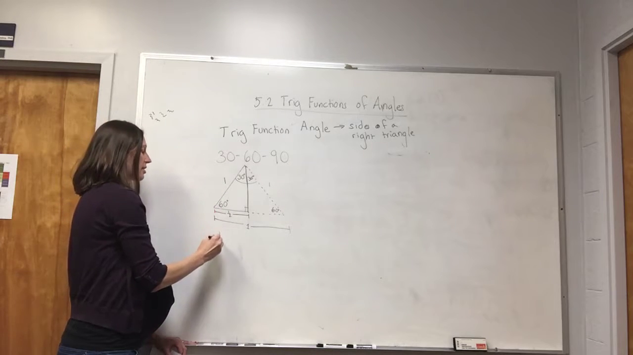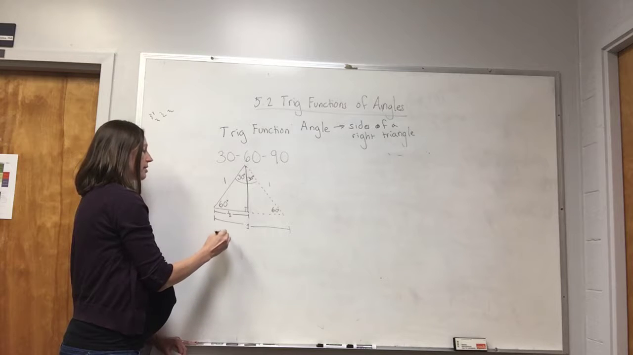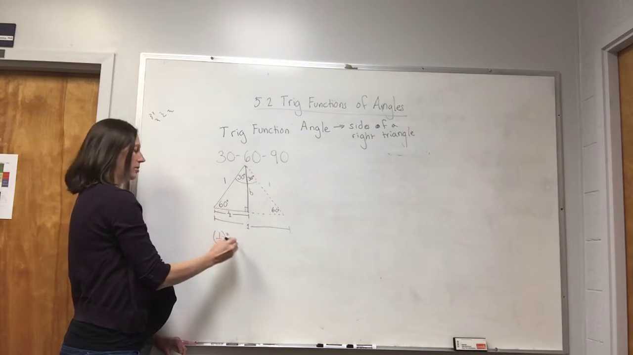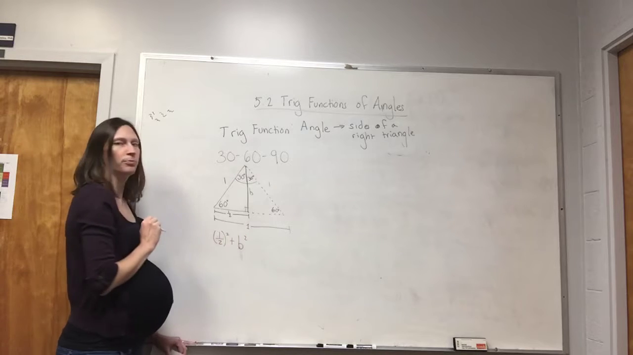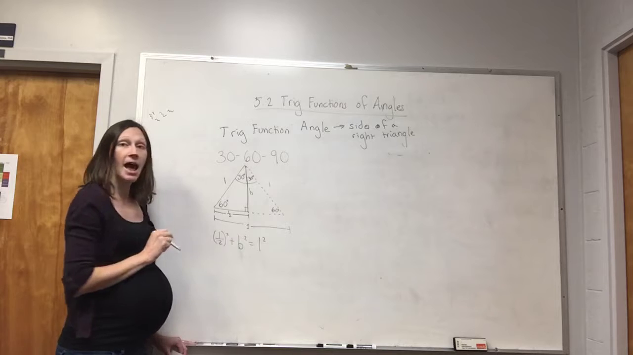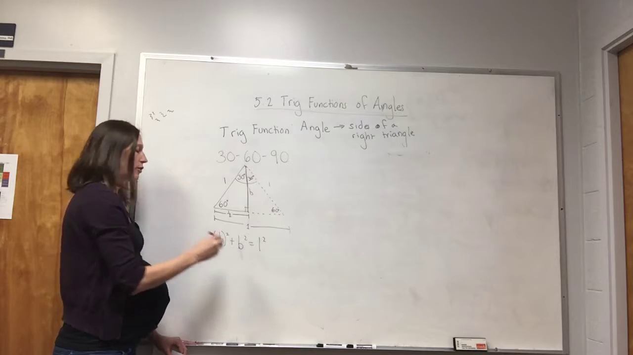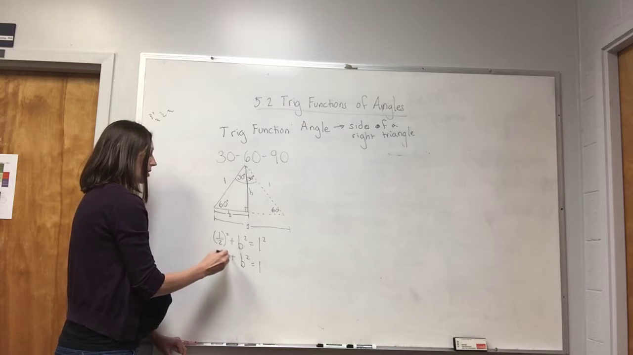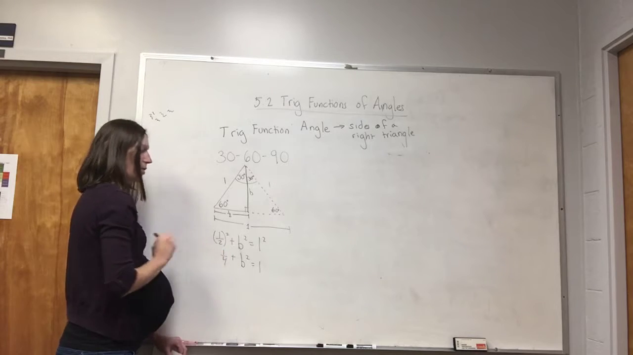Pythagorean theorem tells me the squares of the sides summed together. I don't know this one. I'm going to call it b. And then for Pythagorean theorem, I'll have plus b squared is equal to the hypotenuse squared. And now I have one unknown and I can solve for b. So b squared equals 1/4 plus b squared is 1.